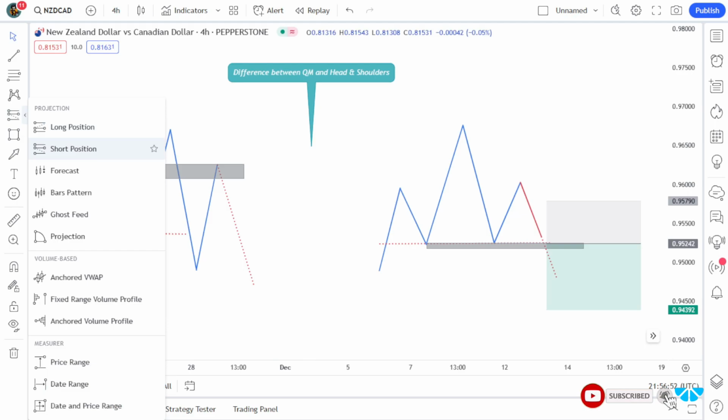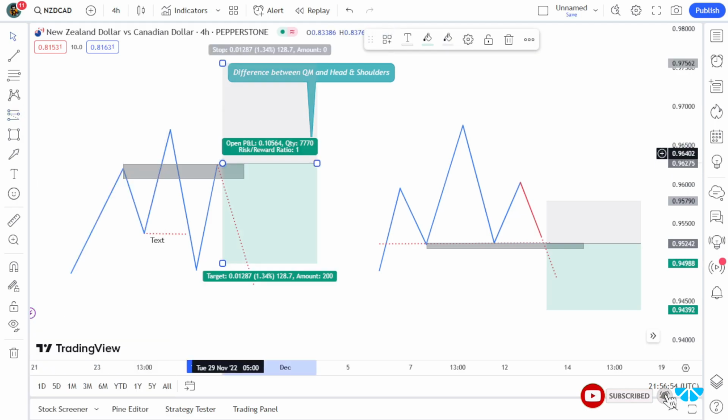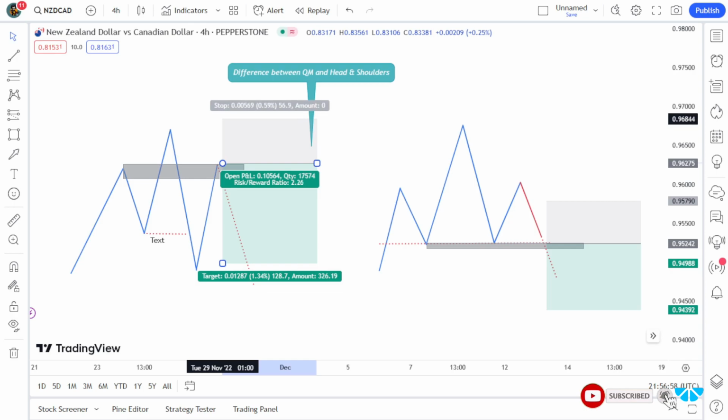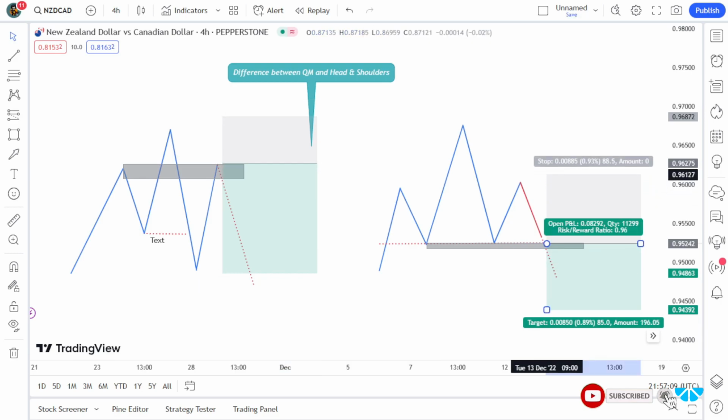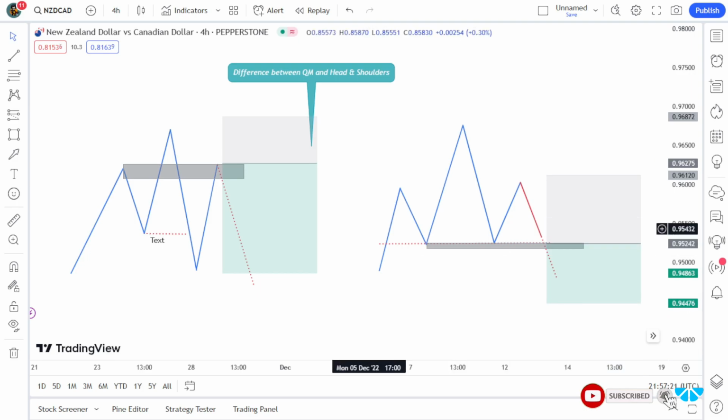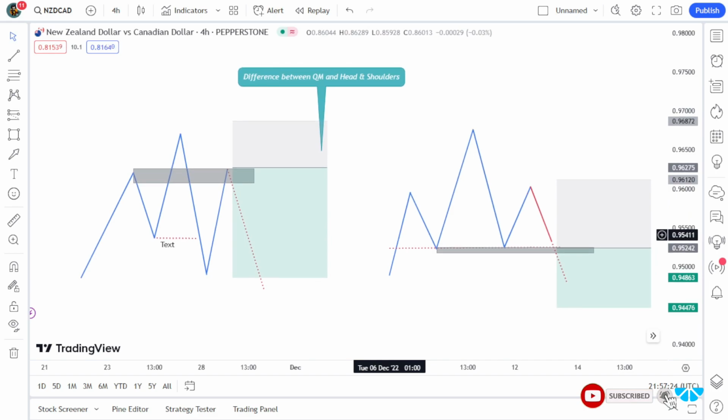Whereas in the case of the Quasimodo pattern, the entry is always at the left peak, with the stop loss slightly above and the target at the deepest valley. While in head and shoulders, the stop loss is slightly above the second shoulder, then take profit at a support level if you're selling. Now that's one major difference between Quasimodo pattern and head and shoulders. The peaks are not equal in Quasimodo, while head and shoulders deals more with equality.